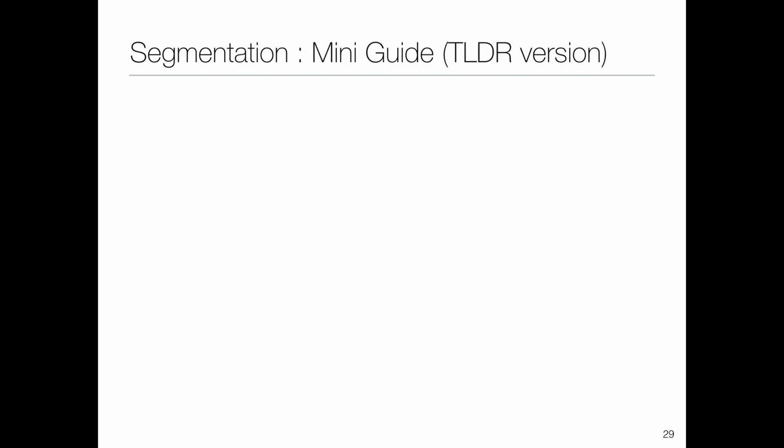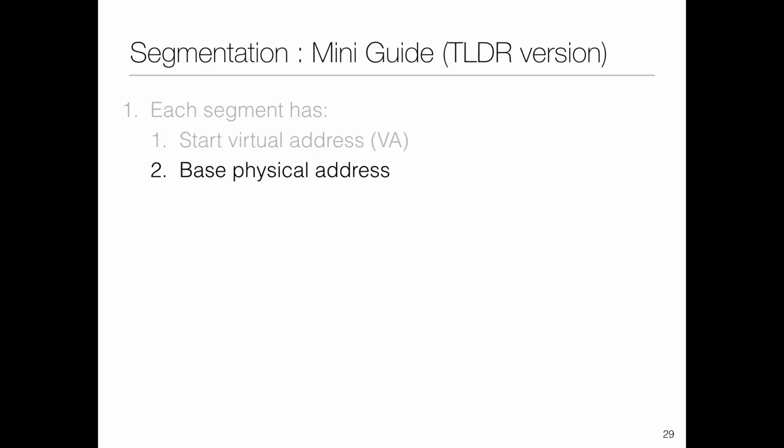So here's a TLDR version or mini guide to segmentation. If you don't understand anything in segmentation, just look at this slide, and hopefully you should just revise this before the exam. So each segment has what? It has a start virtual address, it has a base physical address, and it has a bound.